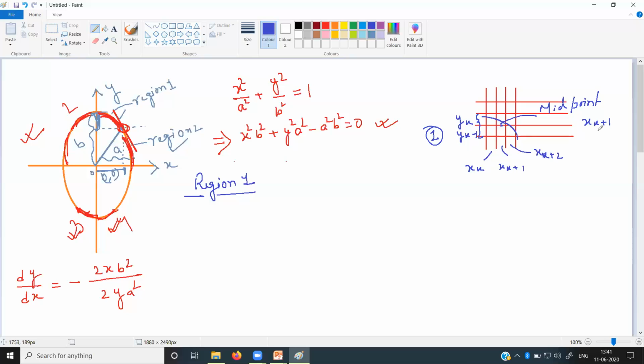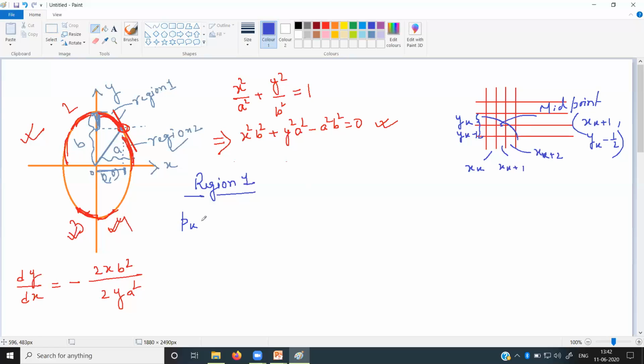Fine. As the distance is 1 unit, what is the point? I have to go to yk, and from yk I have to subtract 0.5, because the distance is 1, so this part is definitely 0.5. So the y value will be yk minus half. Okay. So this is the x coordinate and y coordinate for the midpoint. Now, first we will generate the decision parameter for the kth iteration.